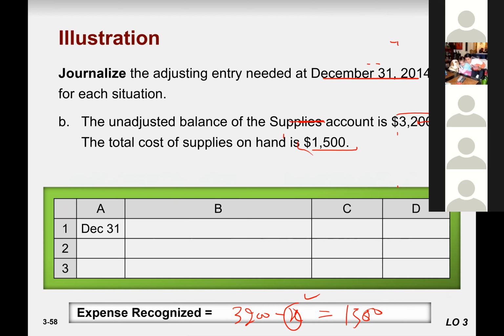Expenses are not liabilities. So why is an increase a debit? We have supplies that are consumed. 1,700 we consume and we transfer it into expense. So supplies are our assets, and the expense is going on over here.